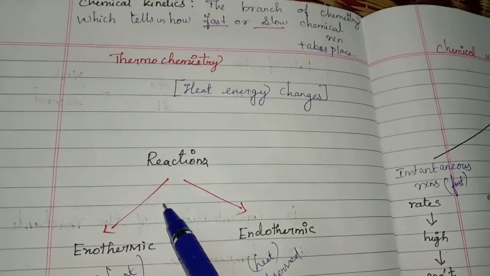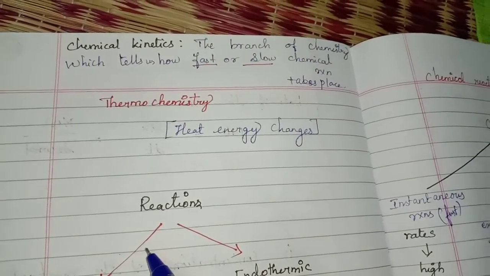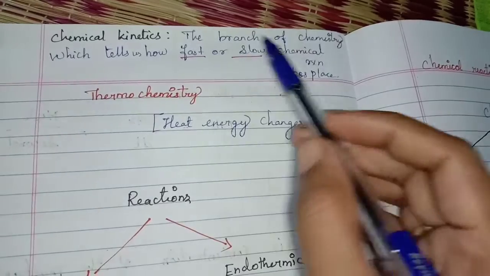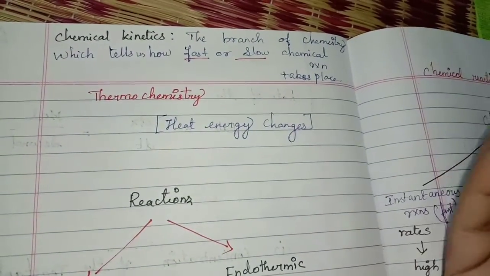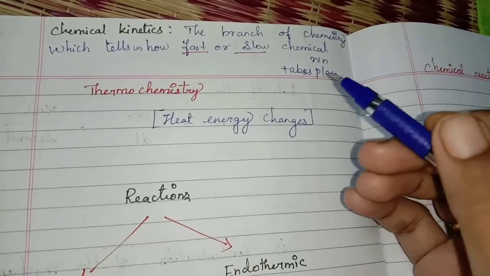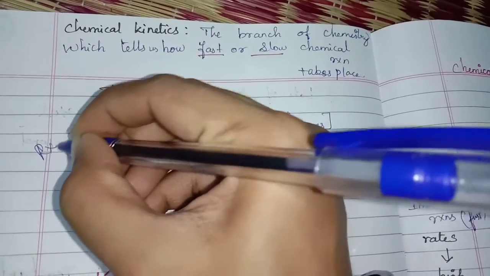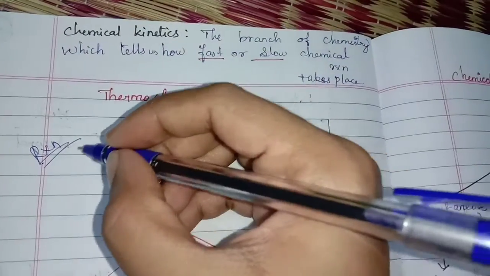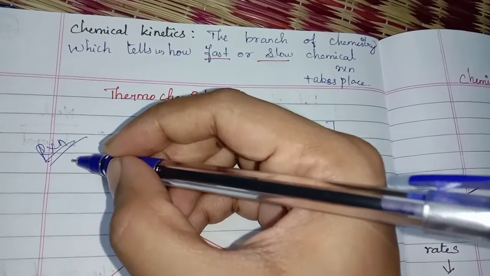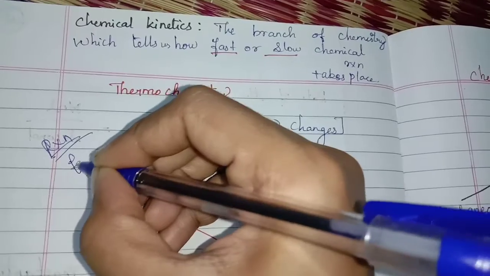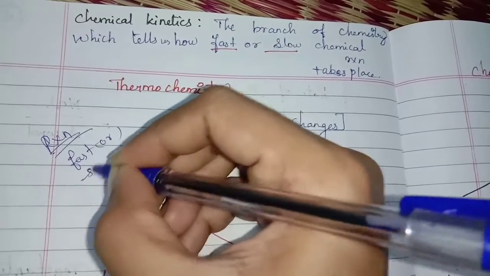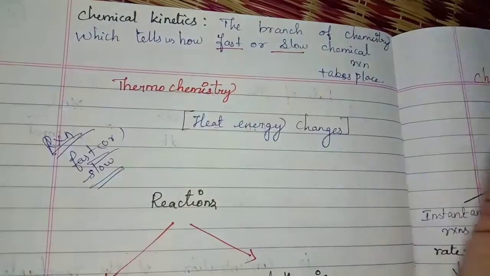Now we are going to see about chemical kinetics. What is meant by chemical kinetics? The branch of chemistry which tells us how fast or slow a chemical reaction will take place. Whether any reaction, an addition reaction or an elimination reaction, takes place, whether the reaction is very fast or slow, we can calculate through chemical kinetics.